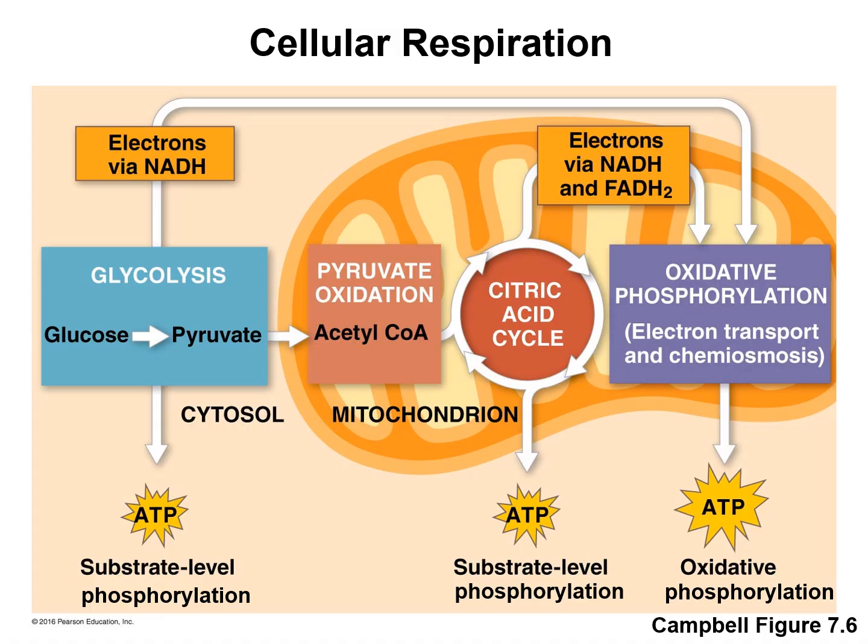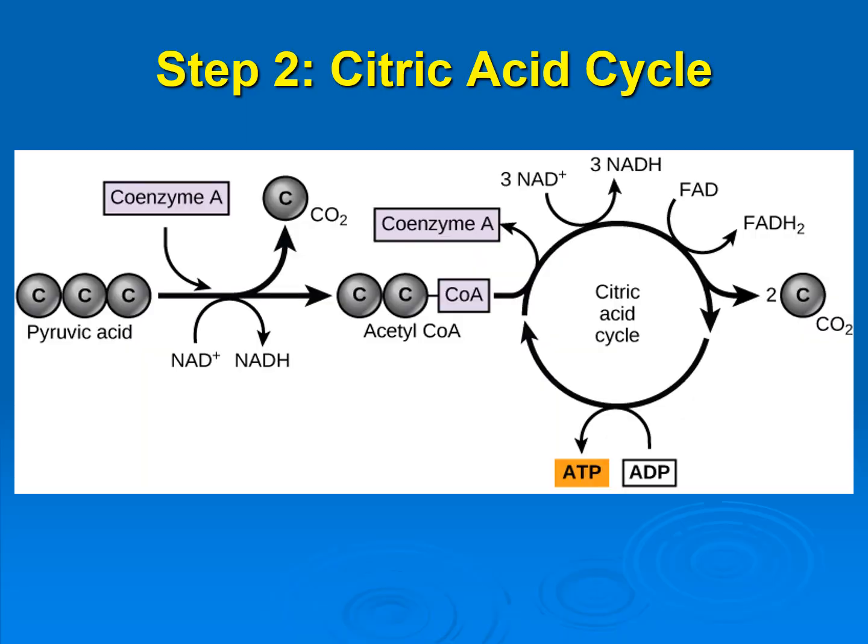So the citric acid cycle is taking place in the mitochondrial matrix, which is right in the middle of our mitochondrion. And here's just a picture of the citric acid cycle. It forms a circle because things are going to be regenerated. The big thing to note here is that all of the carbons from glucose will, by this point, be turned into carbon dioxide.